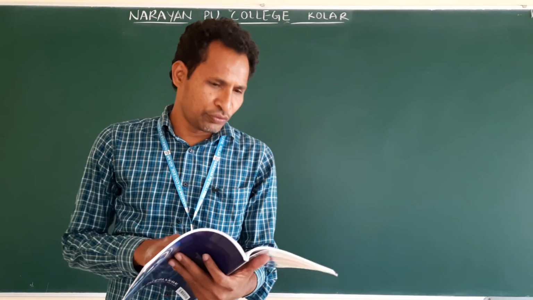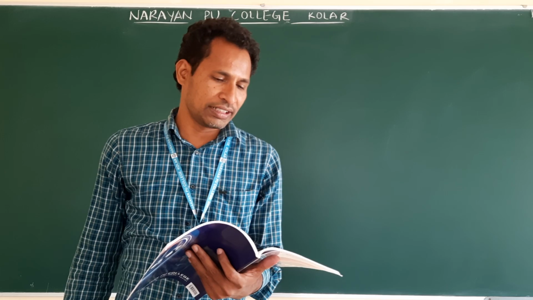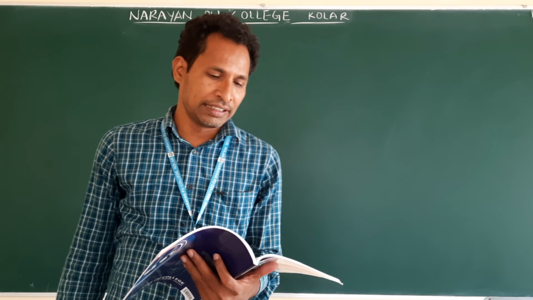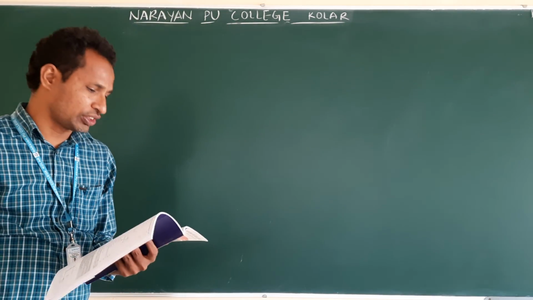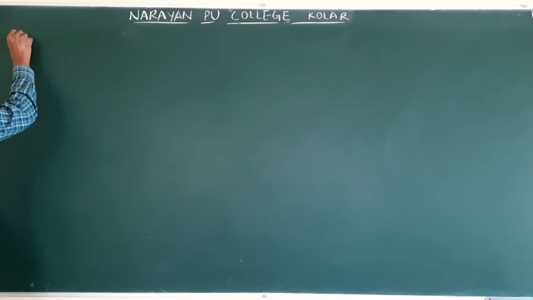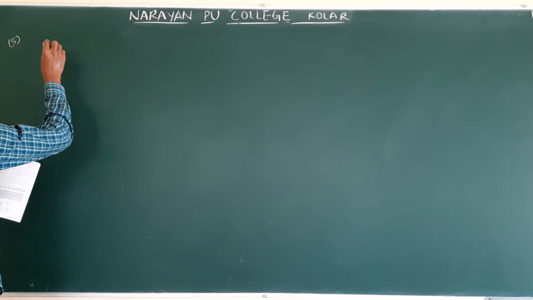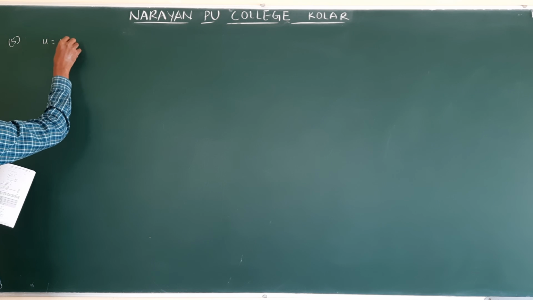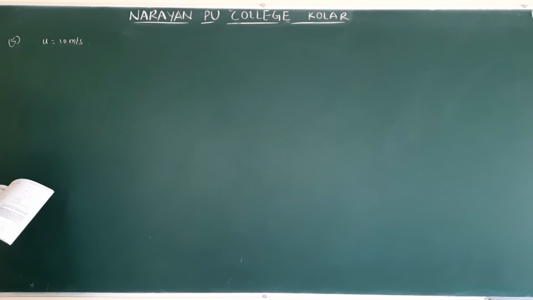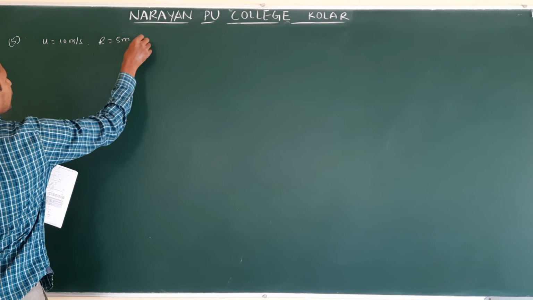Okay, now we'll see fifth problem. Particle is thrown with a velocity 10 meter per second and the horizontal range is 5 meter. Find the angle of projection. Okay. So fifth example problem. What did they provide? Velocity provided and range provided. Velocity u is 10 meter per second and range R given 5 meter. Find angle theta.